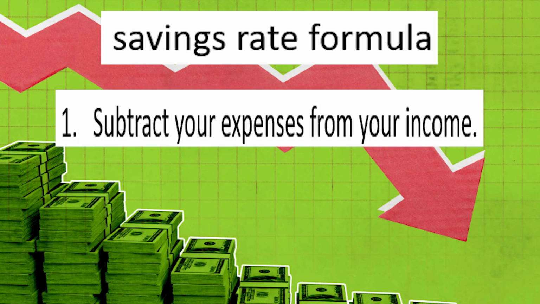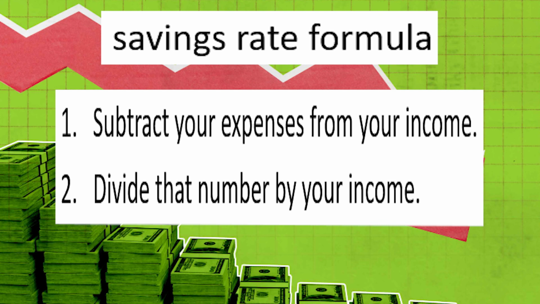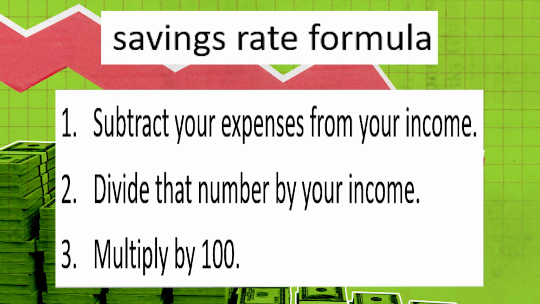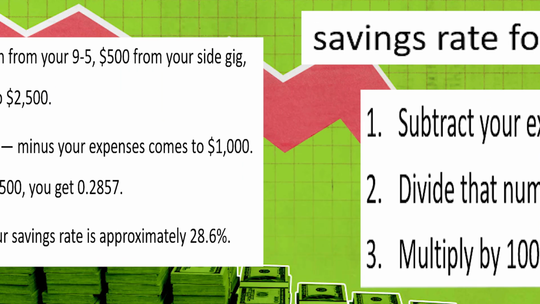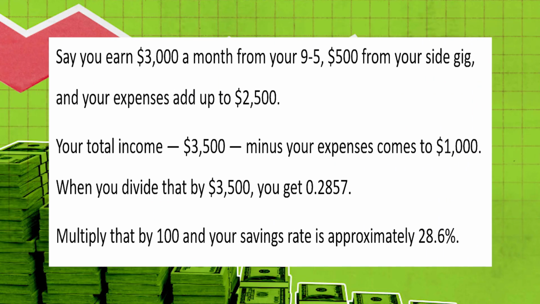1. Subtract your expenses from your income. 2. Divide that number by your income. 3. Multiply by 100. Say you earn $3,000 a month from your 9 to 5, $500 from your side gig, and your expenses add up to $2,500. Your total income is $3,000 and $500. Minus your expenses, that comes to $1,000.